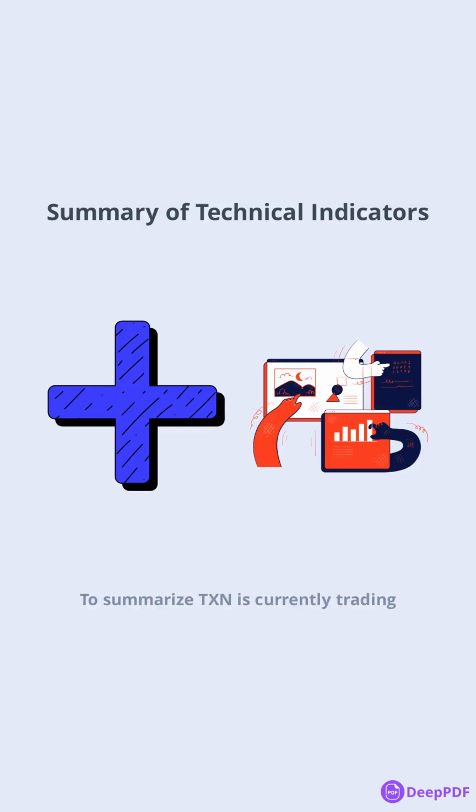To summarize, TXN is currently trading below most key moving averages, with several indicators pointing to oversold conditions. Momentum and volume are weak and the trend lacks strength. However, the stock is approaching key support levels and oversold signals could lead to a technical bounce if buying interest returns. Let's now look at the historical price action for further context.